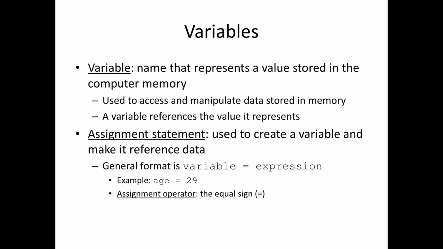One common structure that we use is called an assignment statement in Python. It's used to create a variable and to reference the data in the variable in memory. The general format of the assignment statement is variable name equals some expression, as in this example, age equals 29. The assignment operator is the equal sign, so the value of 29 is put in a variable called age, which is stored in memory.